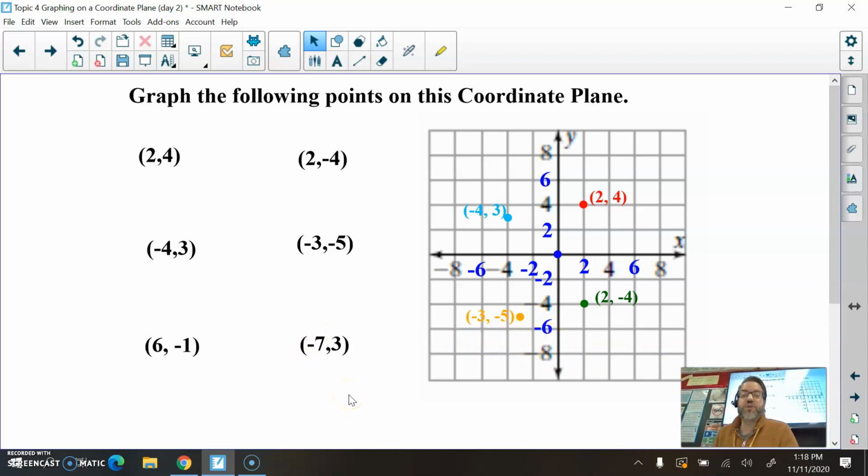All right, if your teacher wishes to pause the video right now at this point, this would be a good place for your teacher to pause the video. And then maybe you could help your teacher figure out where does 6, -1 go and where does -7, 3 go on this coordinate grid. And see if you can figure out where they would go. All right, and then I'll move on to the next slide here.